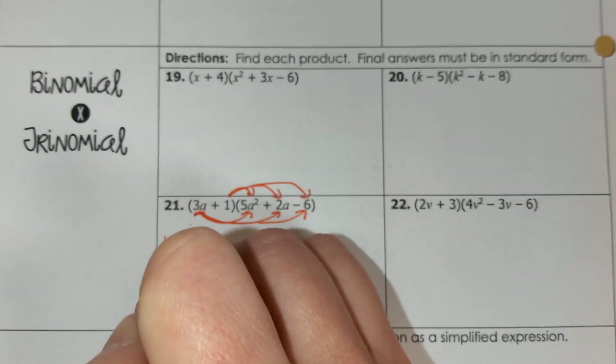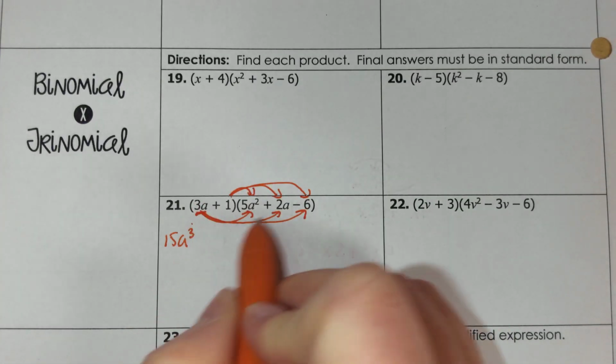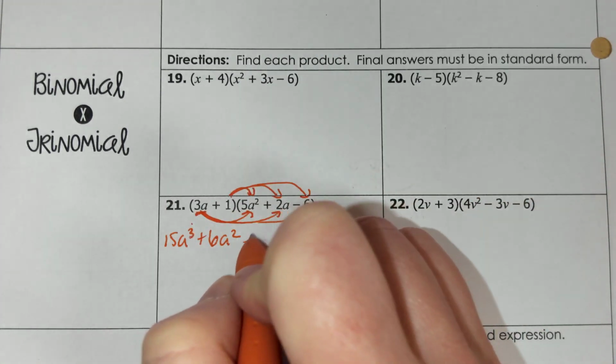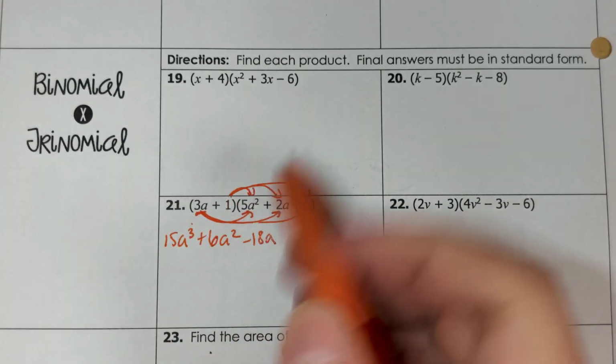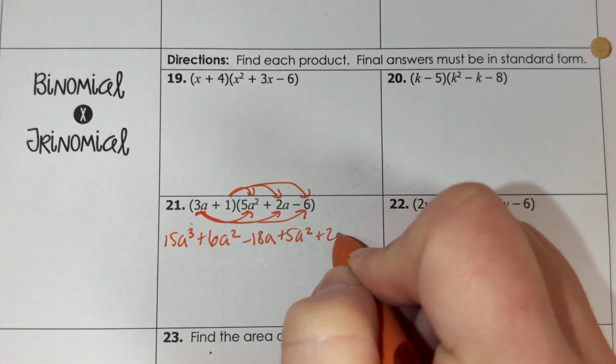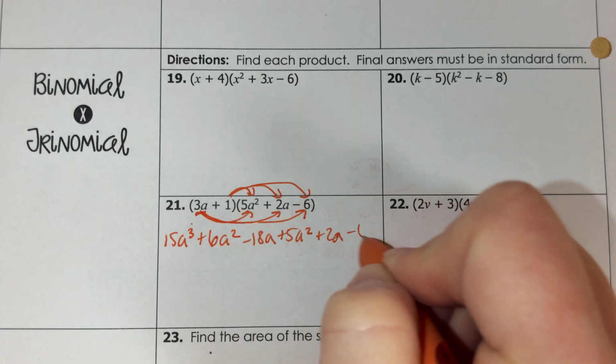3a times 5a squared is 15a cubed. 3a times 2a is 6a squared. 3a times negative 6 becomes negative 18a. 1 times 5a squared is 5a squared. 1 times 2a is 2a, and 1 times negative 6 is negative 6.